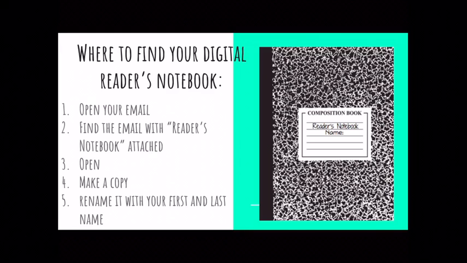And here are the steps that you're going to use. First, you're going to open your email. Then, you're going to find the email with Reader's Notebook attached. You're going to open in Slides. But this is a really important part. You are going to need to make a copy, and your teacher is going to show you how to do that. When you make a copy, you want to rename it with your first and last name. So I want you to pause now to follow these steps. Remember, the first thing you need to do is open your email and find the email with the reader's notebook attached.